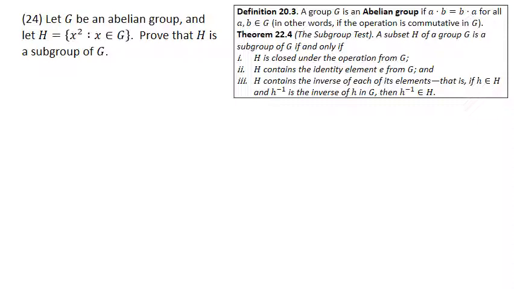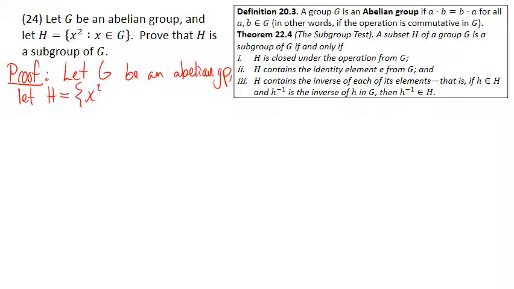So we're going to prove that H is a subgroup of G. Okay, so proof. I'm just going to copy the let statements. Let G be an abelian group, and let H equal this set x squared such that x is in G. Okay, so we want to prove that H is a subgroup, so we just have to do the 3 conditions of the subgroup test. Okay, so part 1, we need to show that H is closed.